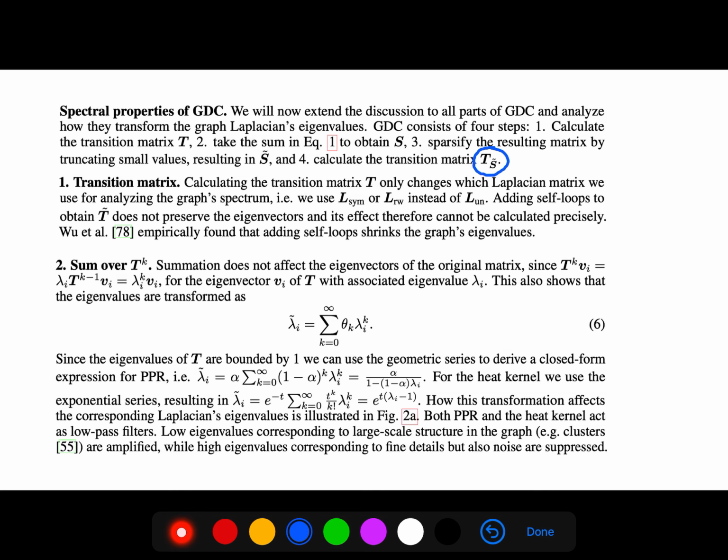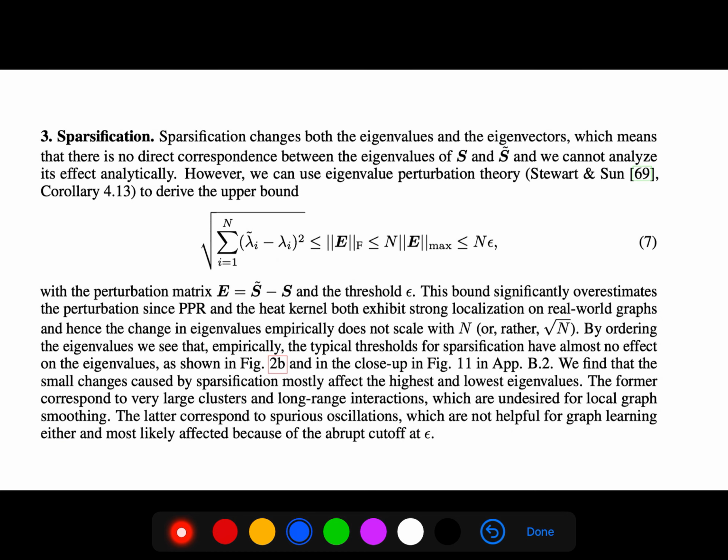So the eigenvalues of T are bounded by 1. We can use a geometric series to derive a closed-form expression of personalized PageRank. For example, it becomes like this. Sparsification changes both the eigenvalues and eigenvectors, which means that there is no direct correspondence between the eigenvalues of S and S tilde, and we cannot analyze its effect analytically. However, we can use eigenvalue perturbation theory to derive an upper bound. So we have an upper bound.